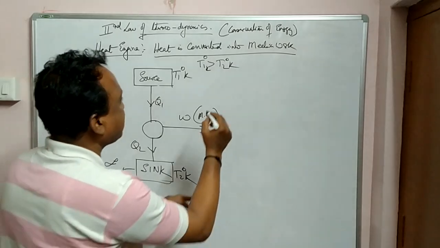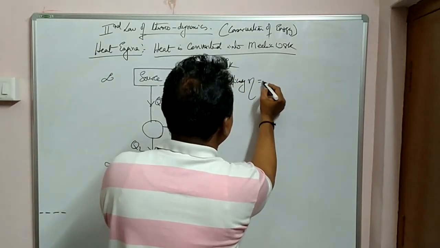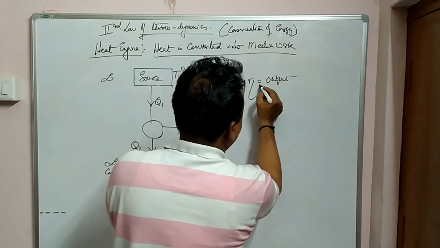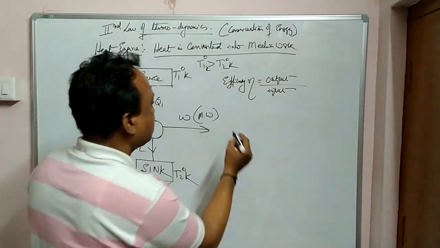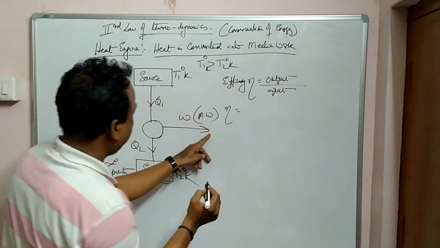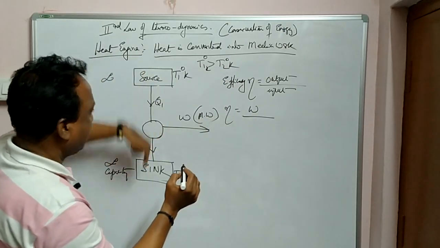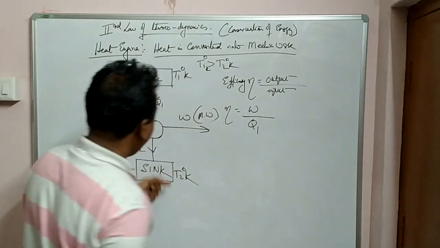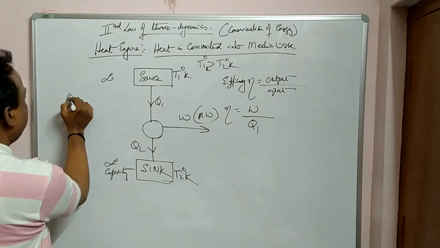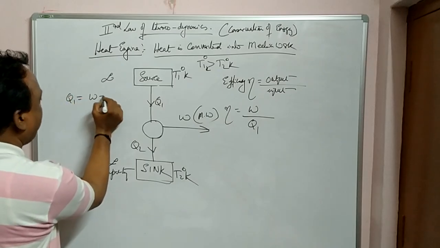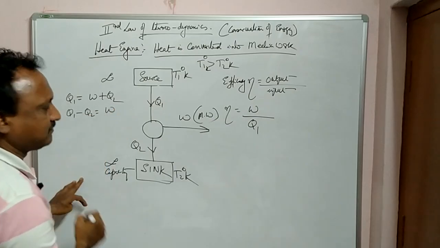Now here, what is the efficiency? How can we write the efficiency here? Efficiency eta is always given by output by input. So here, what is the output? W, the mechanical work, and the input is Q1. And Q2 is wastage. So as you observe here, what is W? Q1 is equal to W plus Q2, or Q1 minus Q2 is equal to W.